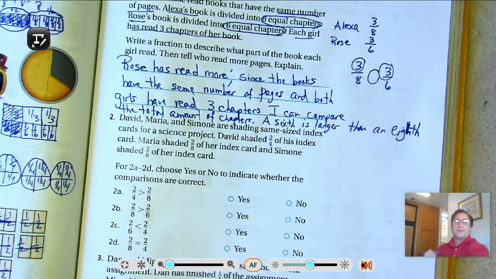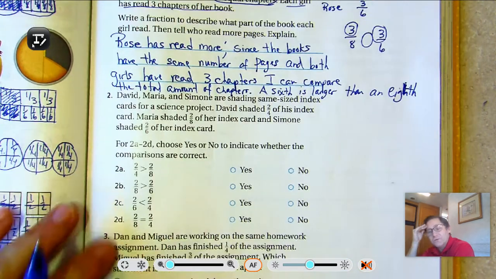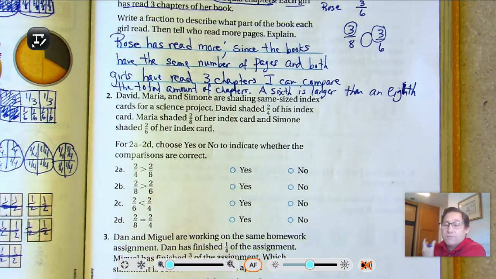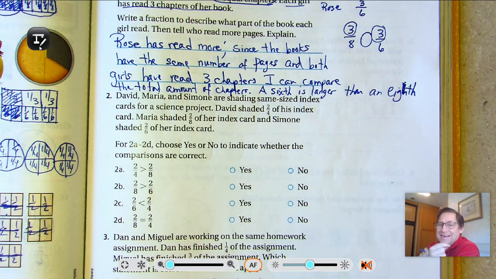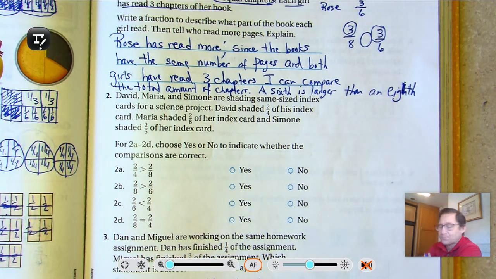All right. So this is what I would come up with for the explanation. Rose has read more. Since the books have the same number of pages, both girls have read 3 chapters. The only difference then is the size of the chapters. And a 6th is larger than an 8th. So the 3/6 is larger.